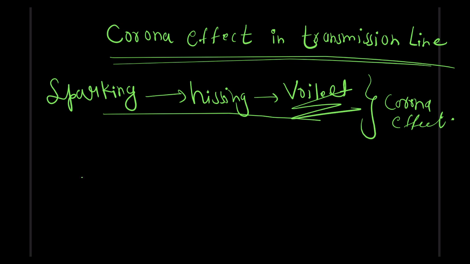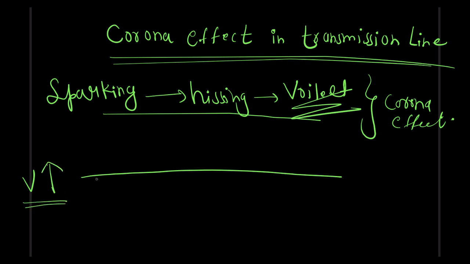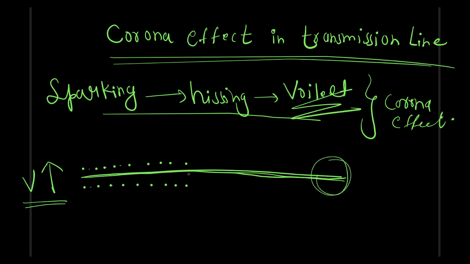For example, when a high voltage is provided to a transmission line and the line is charged, the surrounding air will also get ionized. Why? Because the conductor is charged, a field is generated surrounding the conductor. So the surrounding air gets ionized, and due to this ionization there will be some charged particles.